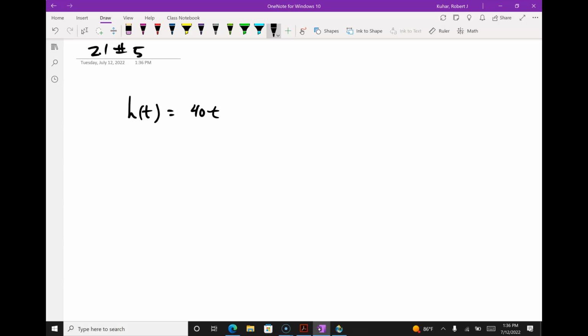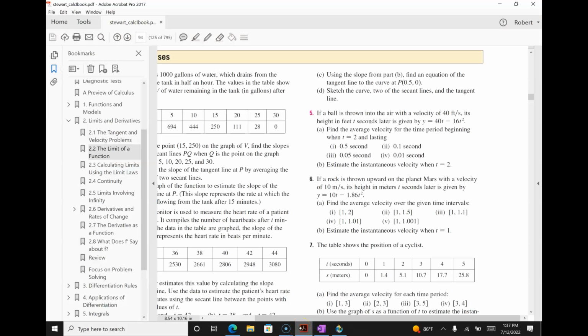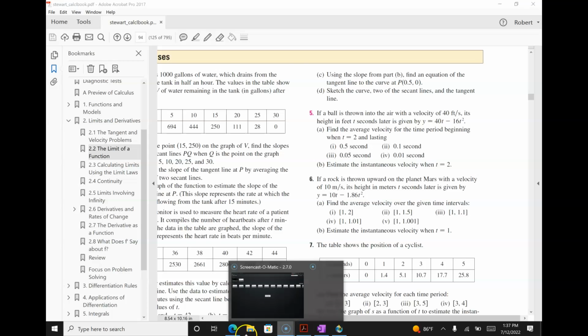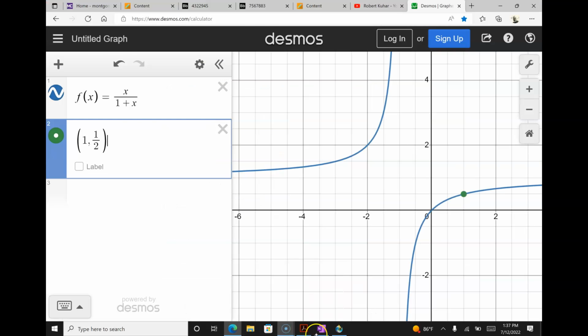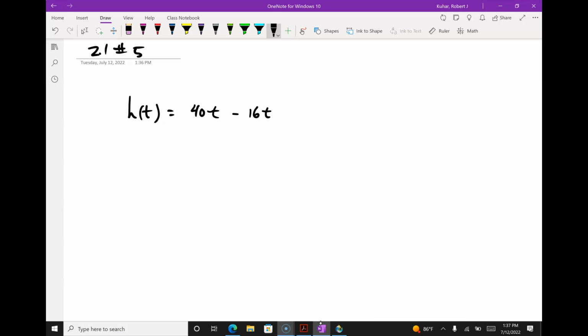So 40t, sorry, it's not 40t, is it? 40t minus 16t squared. Anybody recognize that negative 16? How about my physics major? Recognize that negative 16? Gravity in feet per second is negative 32 feet per second. So this is half of the force of gravity, that negative 16.